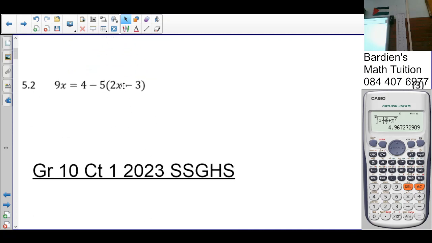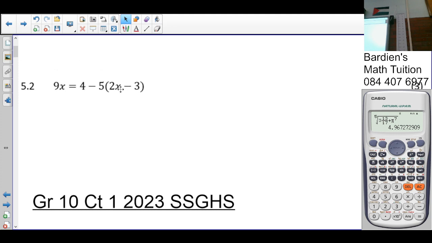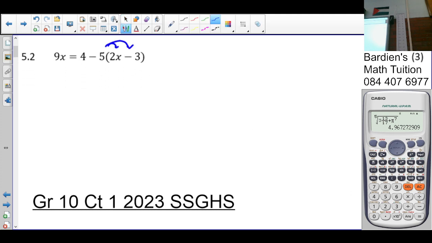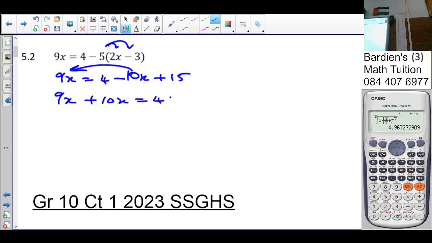Let's look at the next one, question 5.2. Firstly, we need to get rid of this bracket, not so? Alright, so it's going to give you 9x equal to 4 minus negative 5 times 2x, which is going to give you 10x plus 15. X is one side, numbers are the other side. So it's 9x plus 10x is equal to 4 plus 15. 4 plus 15 is 19, so 19x. Divide by 19 both sides, x is equal to 1. Are you guys okay with that? Yes, sir. Alright.